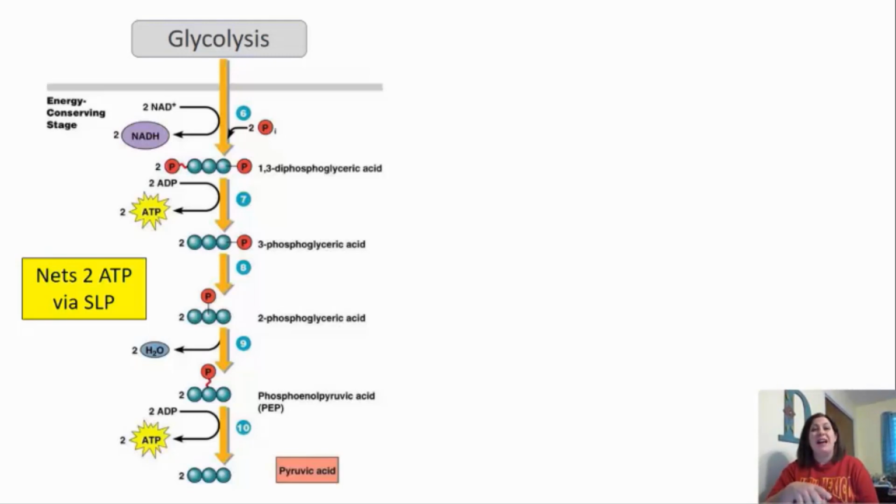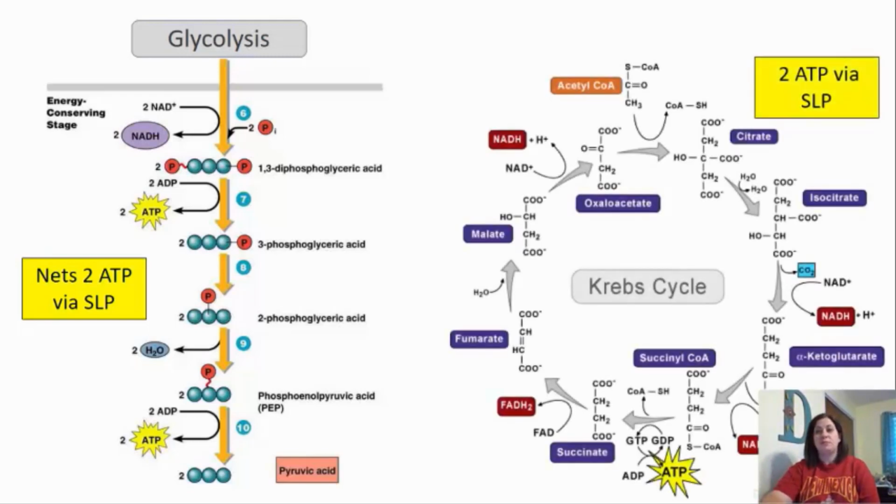Now, you'll notice though, guys, ATP has to go in. You know the saying, it takes money to make money? The same thing happens here. It takes energy a lot of times to make energy. So we see that 2 ATP comes in and 4 ATP comes out. But since we used 2 to begin with, we only gained 2 ATP in this process. And this is the first step of cellular respiration, which is known as glycolysis.